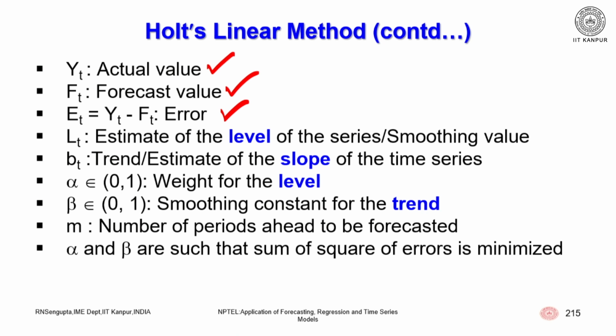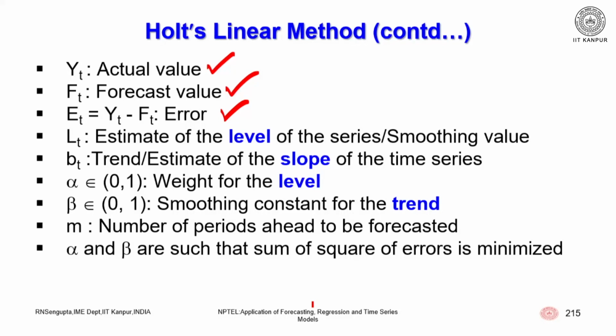Again I am saying, alpha is not the weight which you are assigning to the forecasted value or the predicted value, as we have seen till now. Beta is the smoothing constant for the trend, and as usual the weights are between 0 and 1. In case we have more than 2 time periods to consider, the sum of the weights for the level should add up to 1 and the sum of the smoothing constants for the trend should add up to 1. M is the number of periods ahead you want to forecast, and alpha and beta are such that the sum of the squares is minimized, that means whichever metric we are trying to consider.